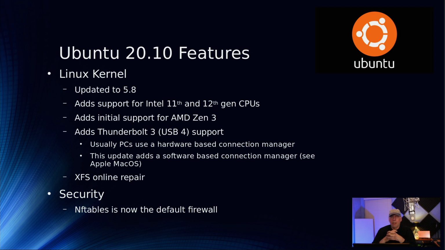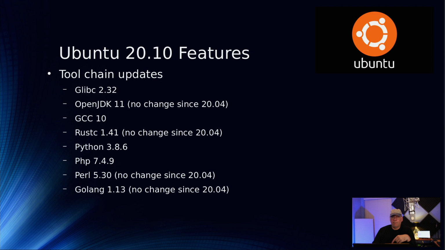Also, there's the XFS file system. There's Online Repair. I'm going to talk more about that when we get to the file system section. This particular part is to the kernel. It really needs two pieces: one needs a kernel update as well as the file system update. On security, iptables has been replaced by nftables, and that's now the default firewall in Ubuntu 20.10.